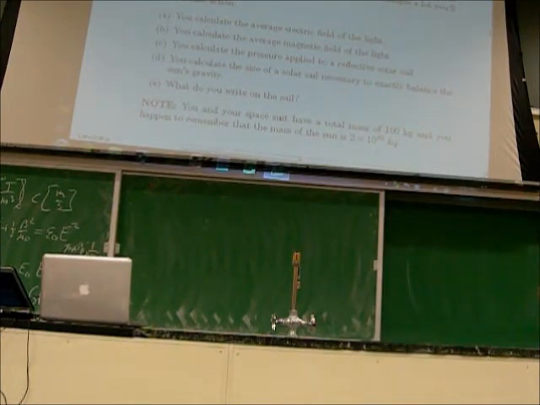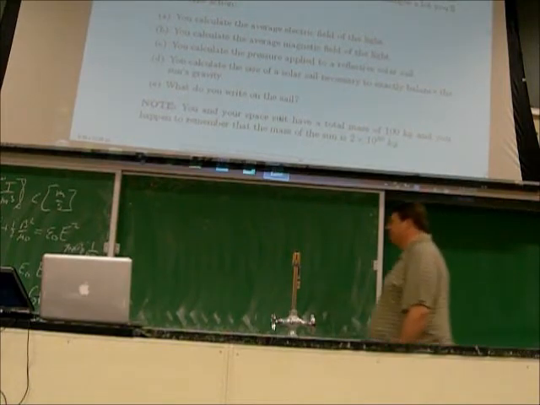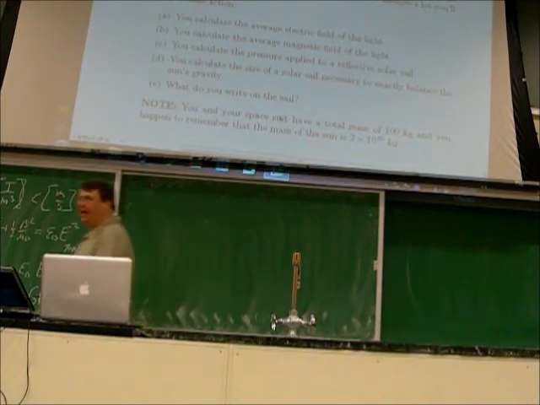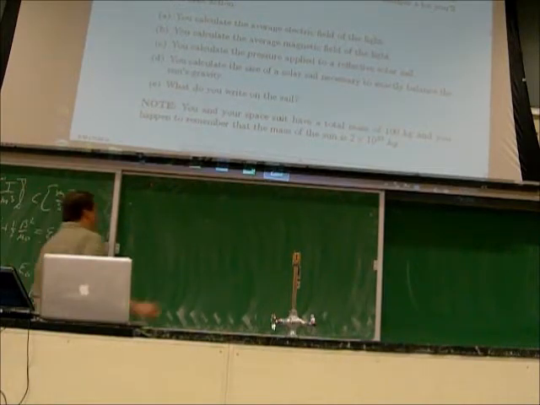Next part of the problem. You calculate the average magnetic field of the light. Actually, what do I mean by average here? RMS. Now, in an electromagnetic wave, since the varying electric field generates the varying magnetic field, which generates the varying electric field, they're self-supporting fields, the electric and magnetic fields have to occur in a very particular relationship with one another.